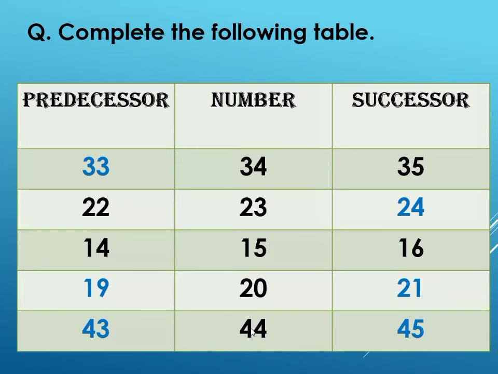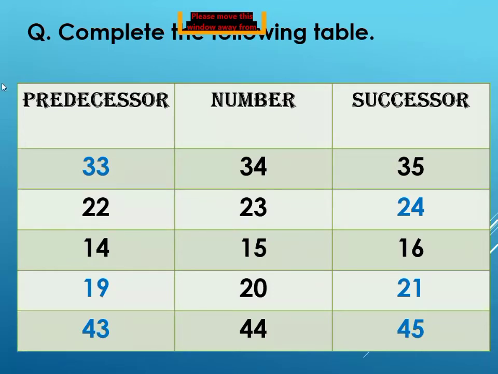So what will we do? We minus 1 from the given number. So 44 minus 1 is equal to 43. So the predecessor of 44 is 43. And what is the successor of 44? We add 1 to 44. So 44 plus 1 is equal to 45.